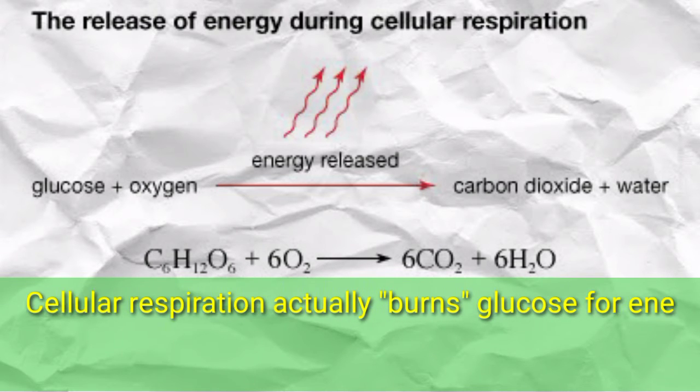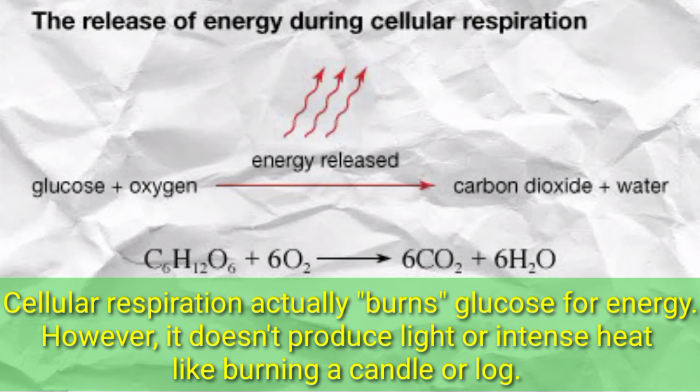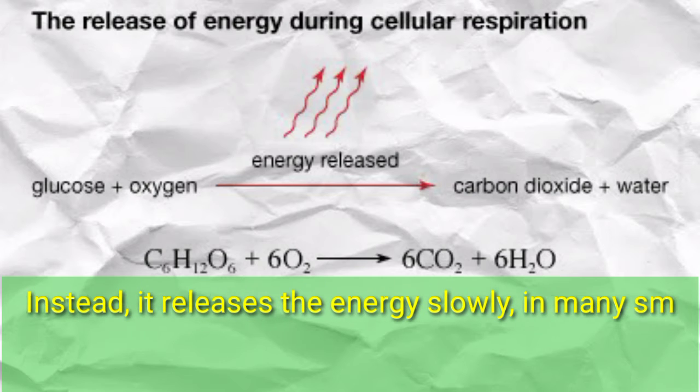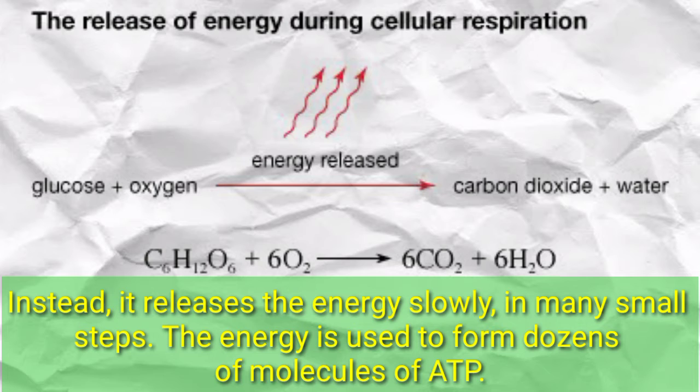Cellular respiration actually burns glucose for energy. However, it doesn't produce light or intense heat like burning a candle or a log. Instead, it releases the energy slowly in many small steps. The energy is used to form dozens of molecules of ATP.